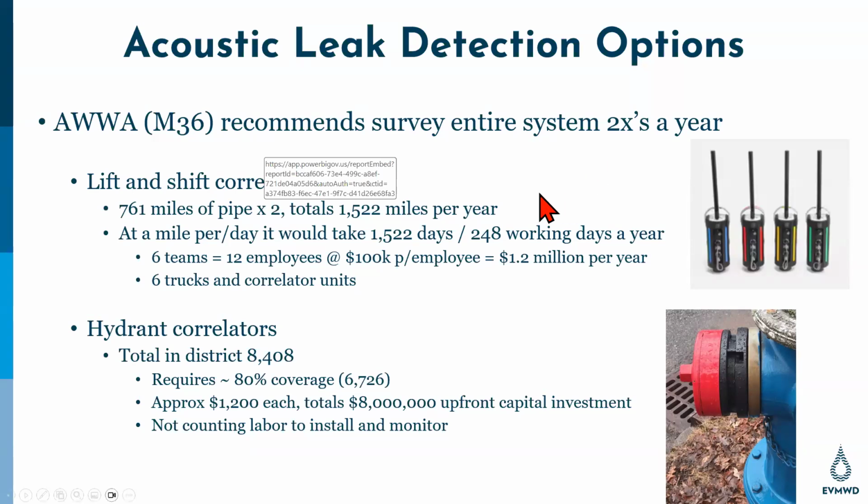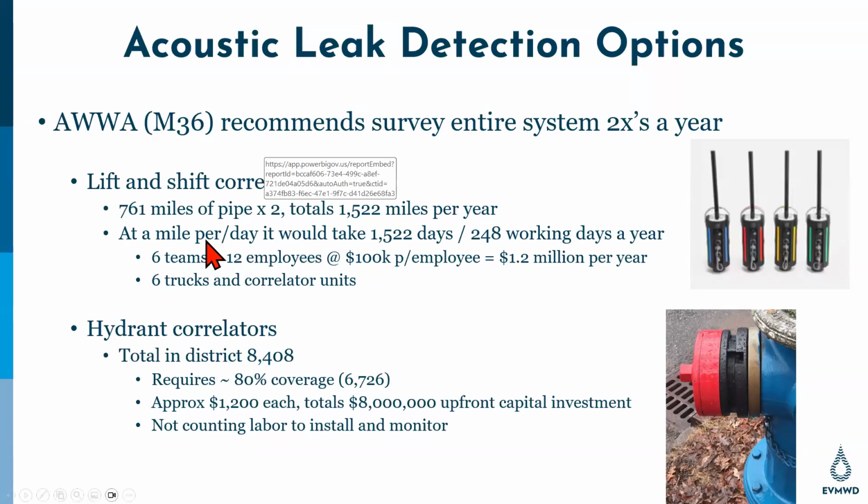And because we have 761 miles of pipe, the AWWA M36 manual recommends that you survey your entire system 2 times a year. So for us, that would be 1,522 miles per year. Now, granted, this will not equate to other water agencies, but some agencies are smaller, some are larger, but they can kind of get the idea of how this would affect their agency if you did just strictly a lift and shift correlator for leak detection.